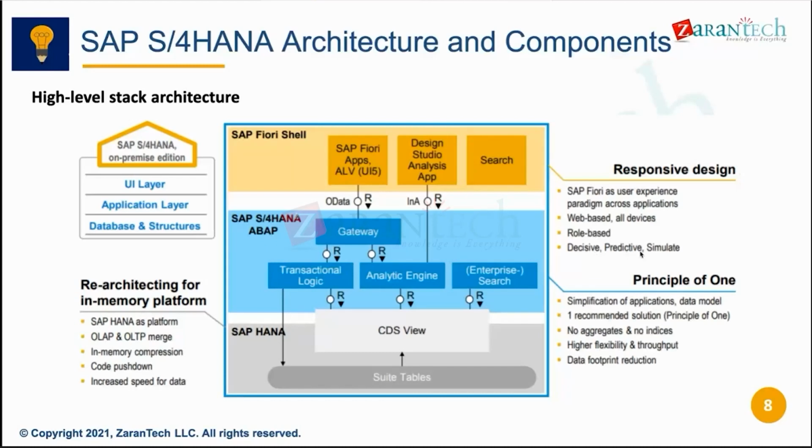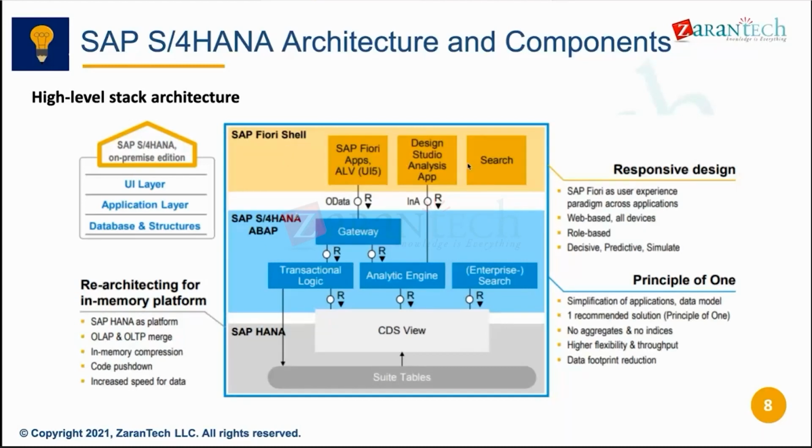So: decisive, predictive, and simulate. We will talk about these things. What does predictive mean? ML-related things can be incorporated in those tiles, which can give you beautiful graphs. We will talk about that after the conversion. In the exercises, I will explain how the tiles can show you those things, and even when we are doing the readiness check, we can see these graphs. That's the background of the UI.